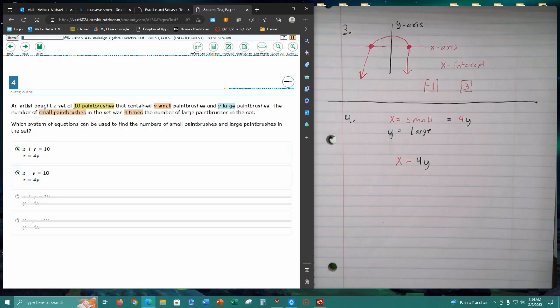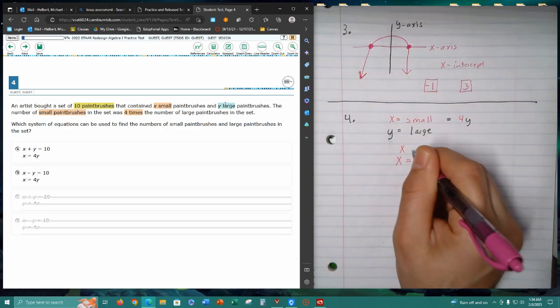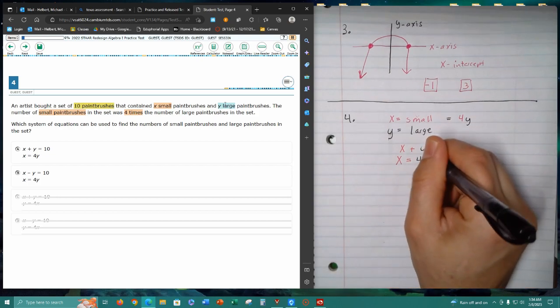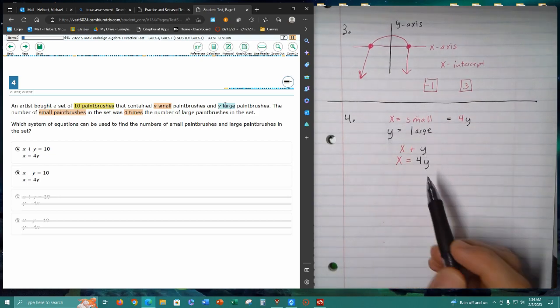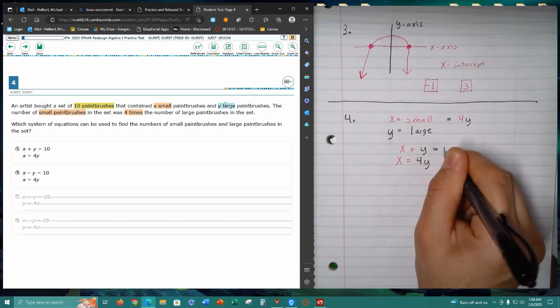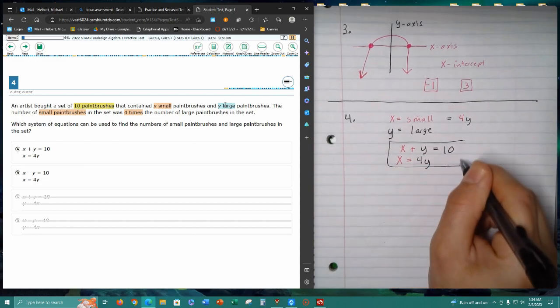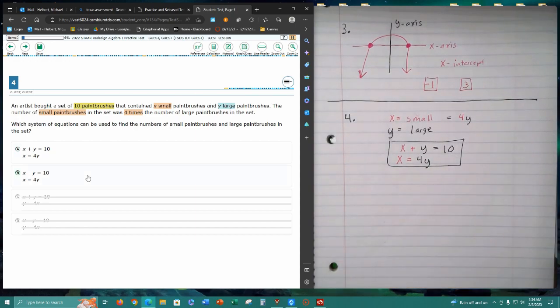We know that the artist bought a set of 10, so they got 10 paintbrushes. Those paintbrushes are made up of small and large, in other words, X and Y. So the second equation that I can write from this is going to be X plus Y, and this just means my X, my small paintbrushes, plus Y, my large paintbrushes, should be equal to a total of 10 paintbrushes. So this is my equation here, and if I come back over, notice B had X minus Y, so B is wrong. So the answer is A.